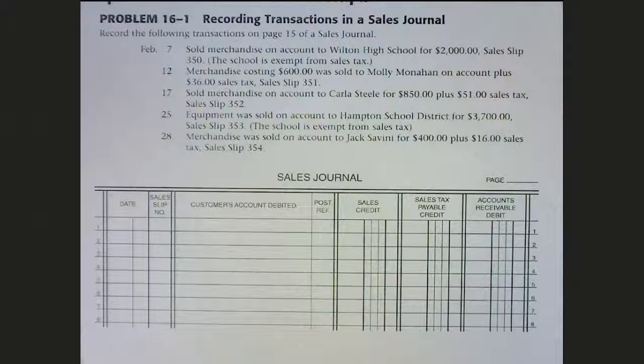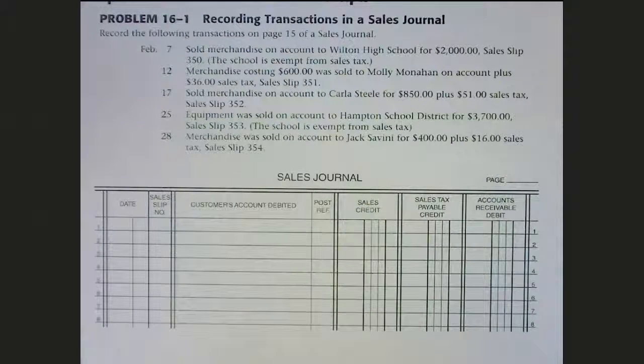Let's take a look at the first example on February 7th. Sold merchandise on account to Wilton High School for $2,000. Sales slip 350. The school is exempt from sales tax. Most public institutions don't have to pay sales tax. So that tells us that sales tax is going to be 0. We're not going to have any sales tax. This would be the one exception. But we're just using this sales journal, knowing what you know about recording transactions.